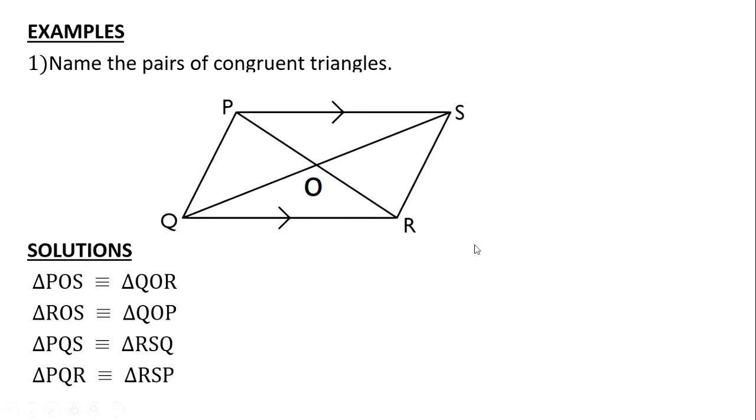The last pair we have, which are congruent, is triangle PQR. That one is congruent to triangle RSP. So those also have sides which are the same. We go to question 2.